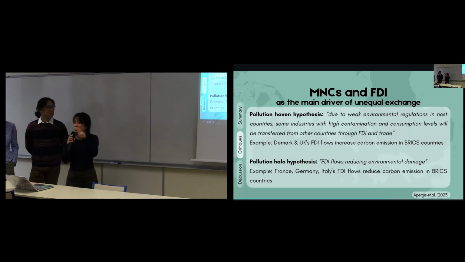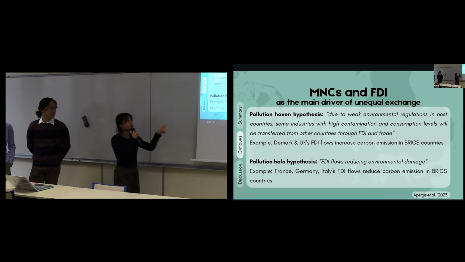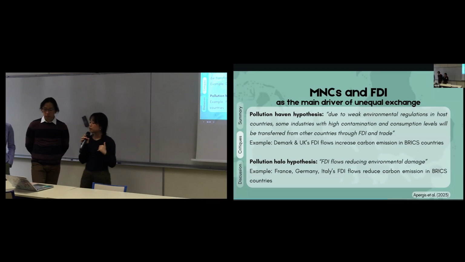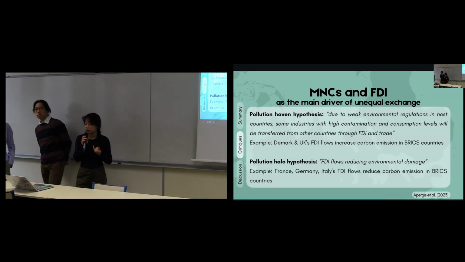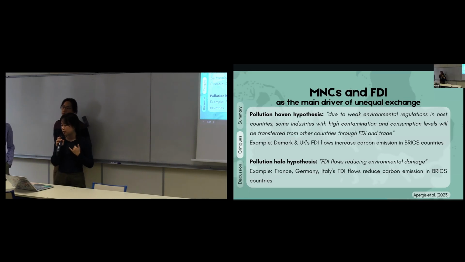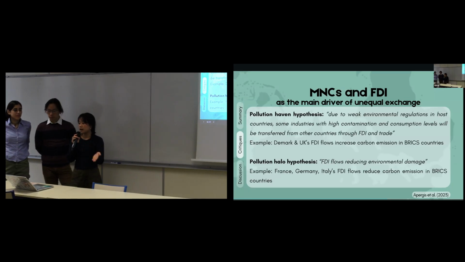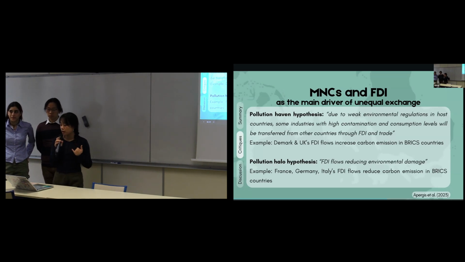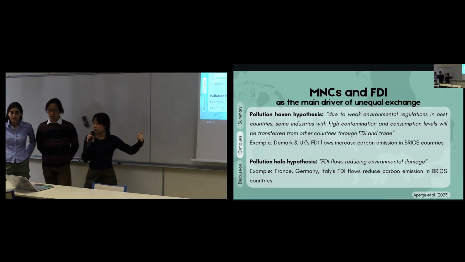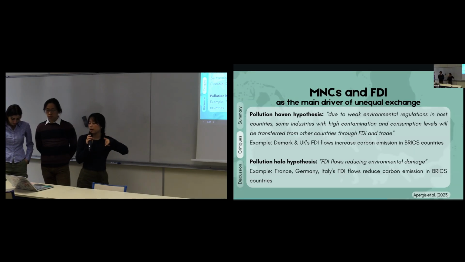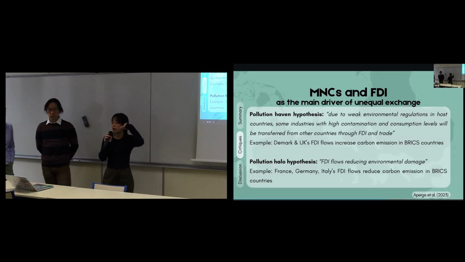So now I want to introduce to you, maybe some of you know, the two hypotheses. The first one is the pollution haven hypothesis, saying that due to weak environmental regulations of developing countries, some industries with high contamination and consumption will be transferred from other countries to these countries through FDI and trade, which is very much applied to the Global South or lower and middle income countries. And the second one is the opposite, which is the pollution halo hypothesis, saying that FDI flows will reduce environmental damage.